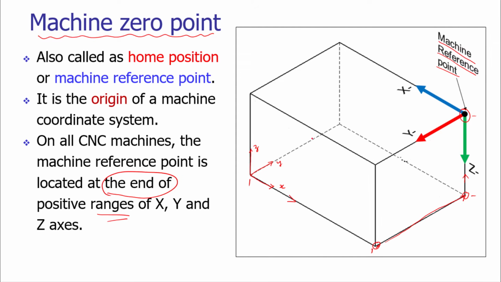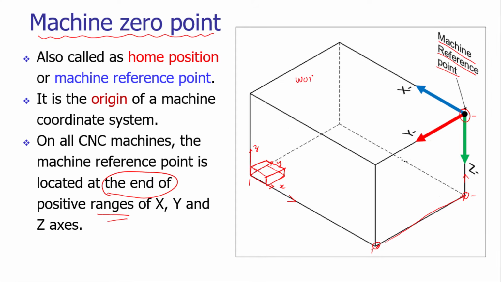Our work part would be located inside the work volume anywhere. Consider our work part is located here itself. This is the work part. Now we know the dimensions of the work part. We are trying to make features on the work part, but the machine reference point is located somewhere else. The machine knows its own reference point. It does not know the part zero. It does not know the dimensions of your part. So we need to communicate. We need to tell the machine control unit where exactly the part is located inside the work volume.